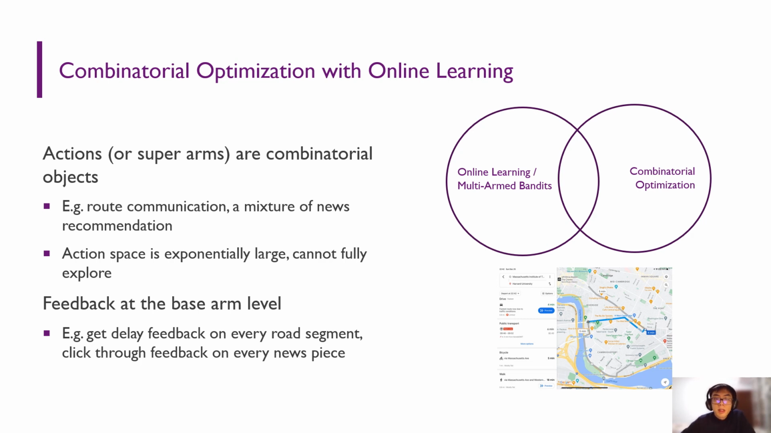Actions, or superarms, are combinatorial objects instead of a single arm. We can find practical examples like route communication and news recommendation. Because the action space is large, the reward of them cannot be fully explored, so we need more techniques. Actually, to do this, we can use feedback at the base arm level. For instance, we can get delay feedback on every route segment or click-through feedback on every news piece.